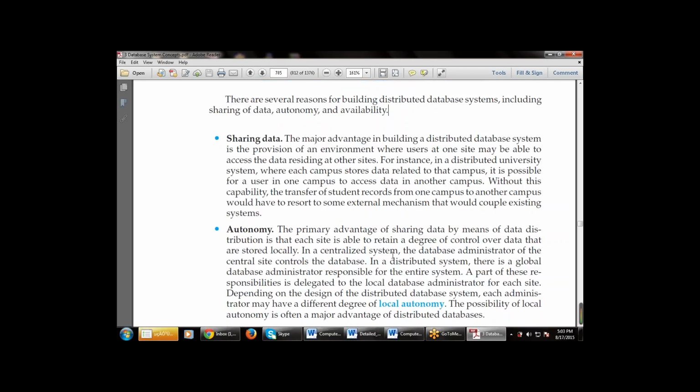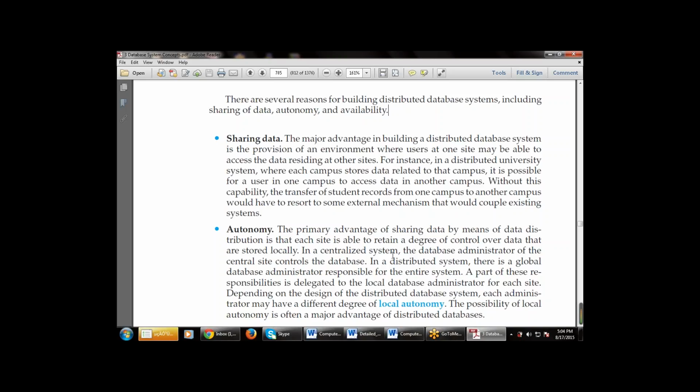Then there will be autonomy. The primary advantage of sharing data by means of data distribution is that each site is able to retain a degree of control over data. Each site has to maintain a degree of control over data that is stored locally in the database system. In a centralized system, the database administrator of the central site controls the database.